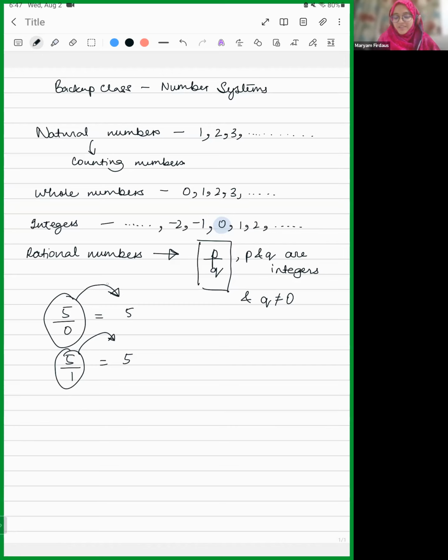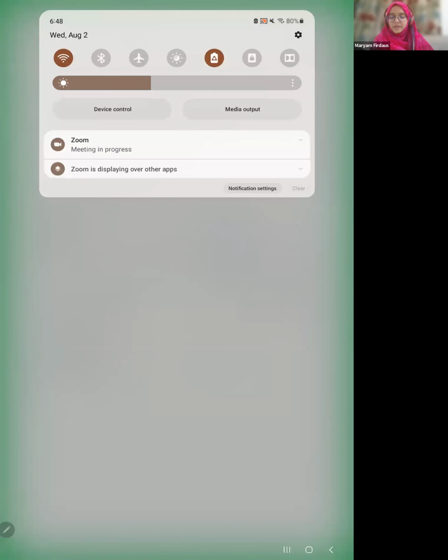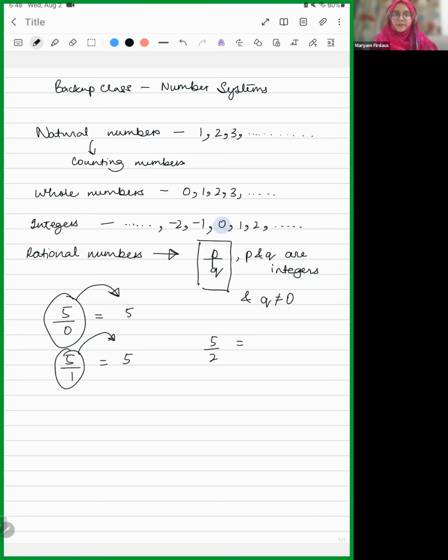Okay. What is 5 by 2? That is also 5. No, no, 5 by 2 is, let's say, basically half of 5, which is 2.5. Okay, 2.5. All right, fine.